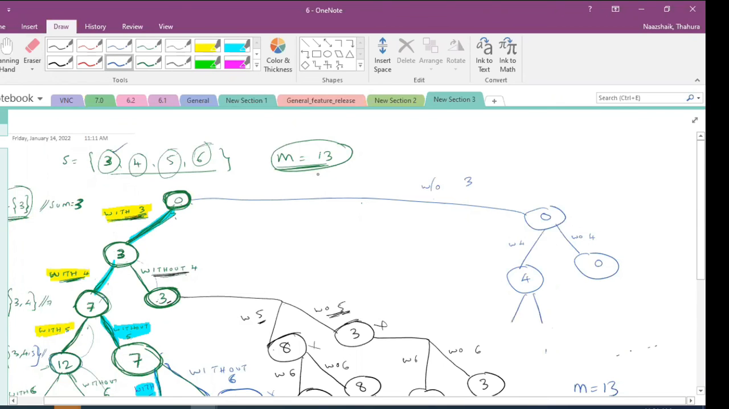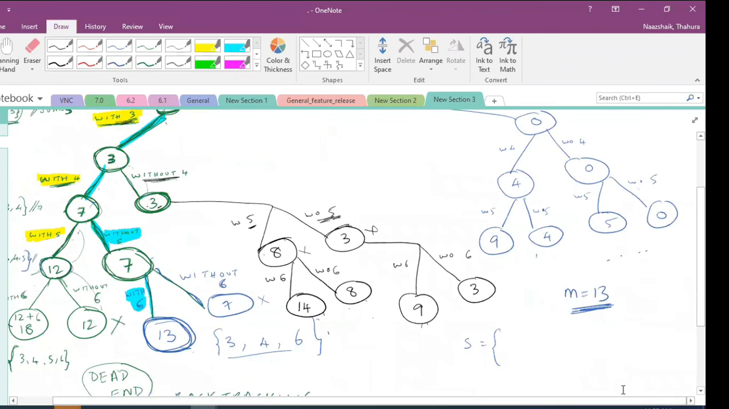Now I have 2 choices here, right? With 5 or without 5. Here also I will have 2 choices. This you can expand this way also. It is easy for you. With 5 answer will be 9. Without 5 answer is still 4. Here with 5 answer is 5. Without 5 answer is 0. So I finished 5. I picked 6. Right, so I have 2 choices, with 6, without 6.